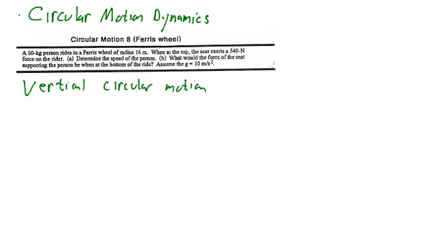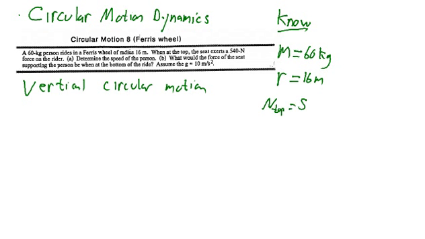And let's go ahead and read the problem and make a list of what we know and what we want to find, and then we'll go ahead and draw a picture and try to make some progress on this. So a person is given with a mass of 60 kilograms. The Ferris wheel has a radius of 16 meters. When at the top, the seat exerts a 540 Newton force on the rider. So that would be what we would call a normal force, and I'm going to label that at the top. That's going to have a value of 540 newtons. And then the acceleration due to gravity will be set to 10, the approximate value.